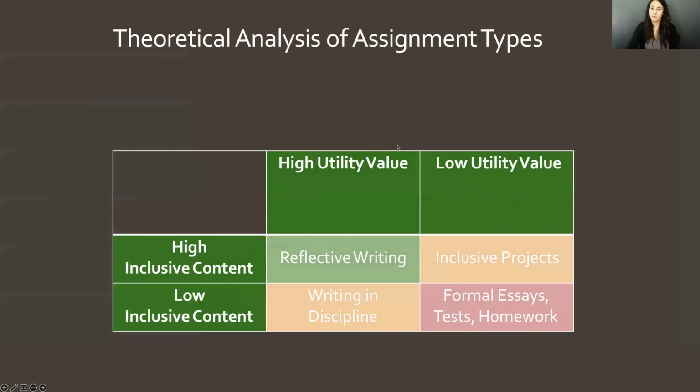All right. Now we're going to look at this chart, and this actually comes from page 16 in the article. So I'll share that with you for future reference. I'm going to pick on tests here for a moment, because oftentimes we think of exams as having both low utility value and low inclusive value. They don't necessarily have to.